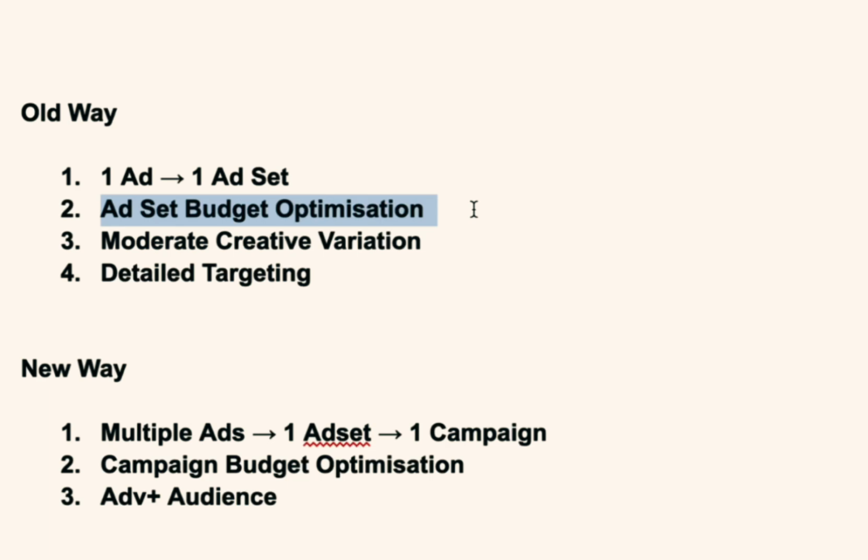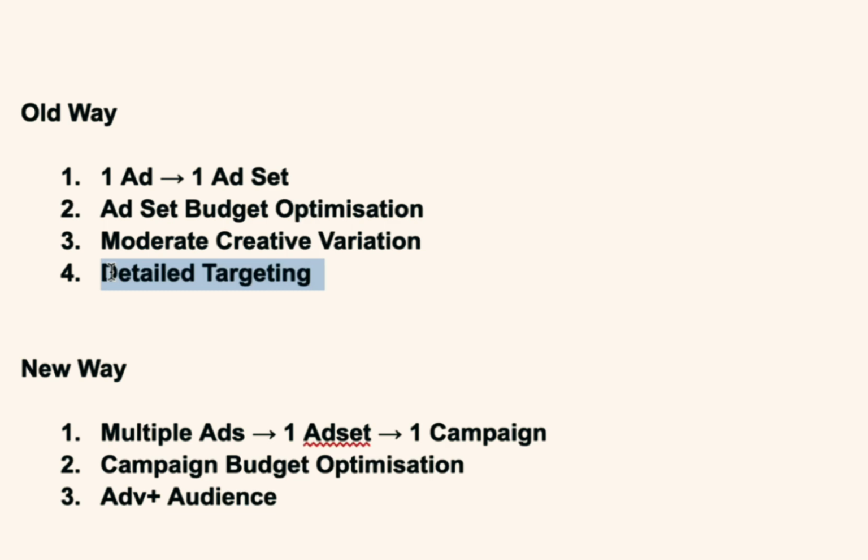And if you still find that Facebook tends to overspend on particular ads, I'll show you later on in the video a way that you can overcome that. And then with the old way, you'd have moderate creative variation, which basically means you wouldn't go too crazy with having too many different creatives in the campaign. And you'd have detailed targeting, right? So you'd have interest stacking, lookalike audiences, stuff like that, okay?